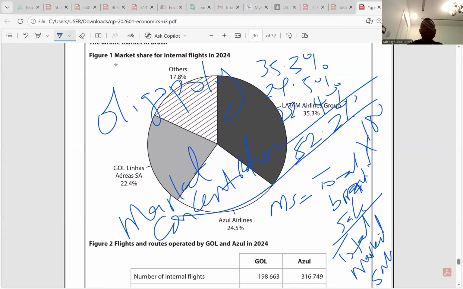Whenever you have market concentration, it happens in an oligopoly. An oligopoly is a market structure where a few large firms dominate the industry. The example here is Latam, Gol, and Azul. So for question 7B, the market for internal flights in Brazil is an oligopoly, with market concentration.